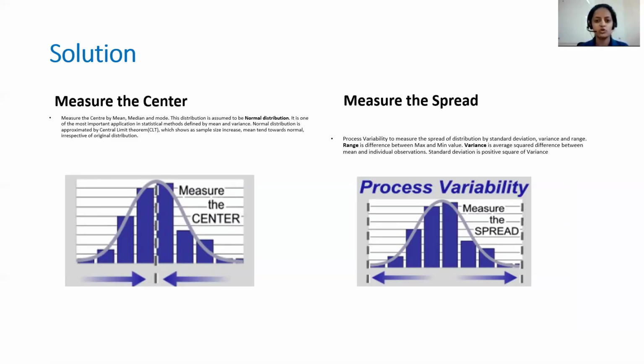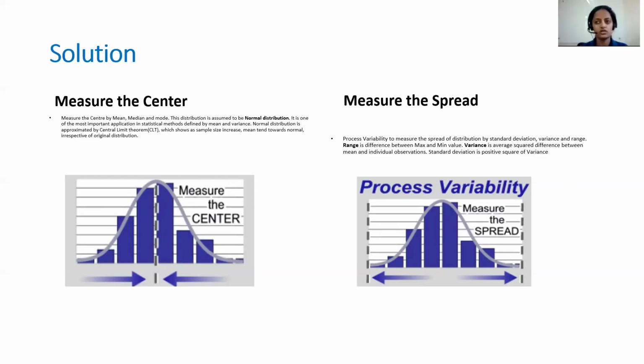The normal distribution is approximated by the central limit theorem, where as the sample size increases, even the mean value tends towards the normal irrespective of the original distribution. To measure the center of the distribution, it's done by the mean, median, and the mode.